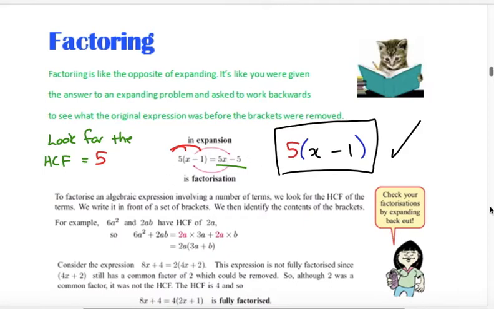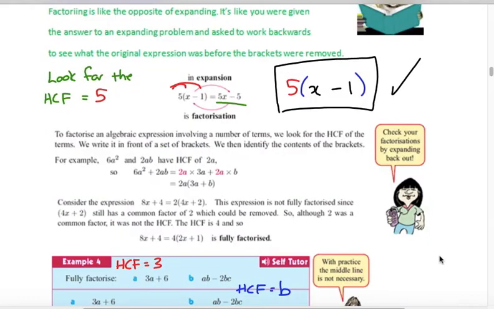There's a few other notes here if we want to read through them. To factorize an algebraic expression involving a number of terms, we look for the highest common factor. There could be 2, 3, or 4 or 5, etc. We look for the highest common factor of all the terms in the expression. We therefore write the highest common factor in front of the set of brackets. So what I tend to do is think of what the highest common factor is first, I write it out, and then I open up my brackets.